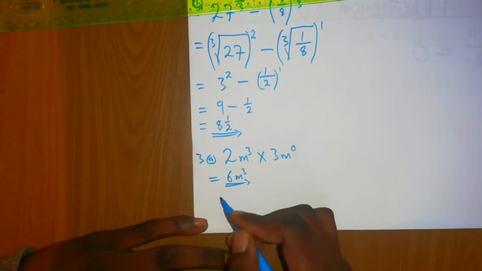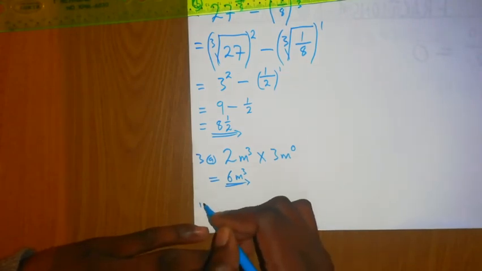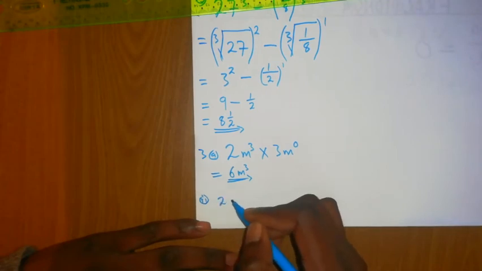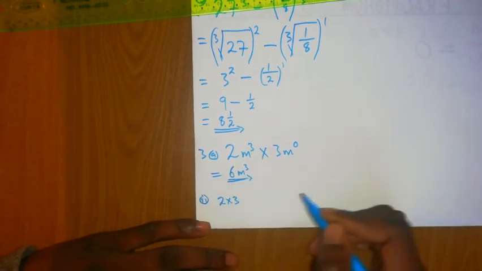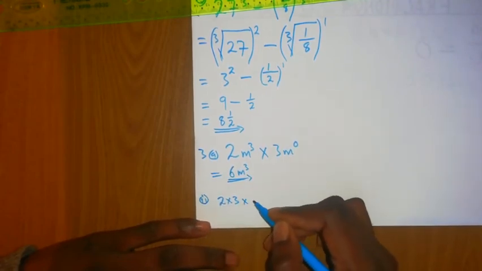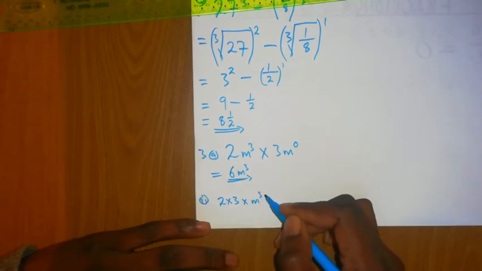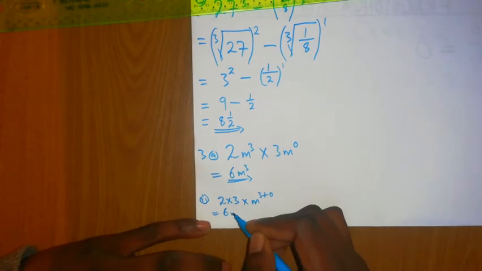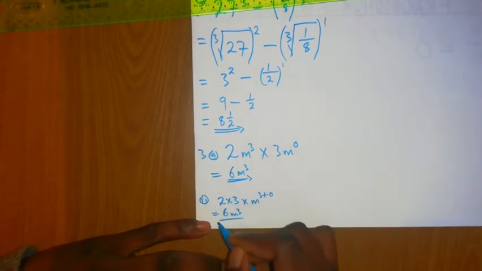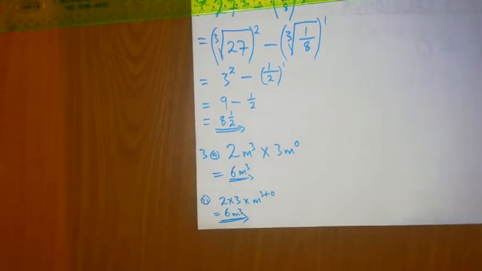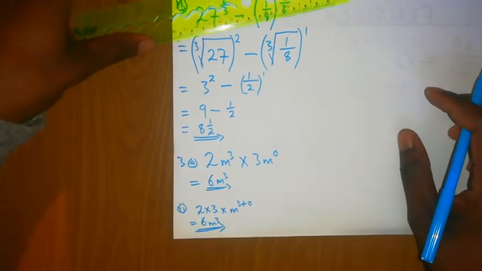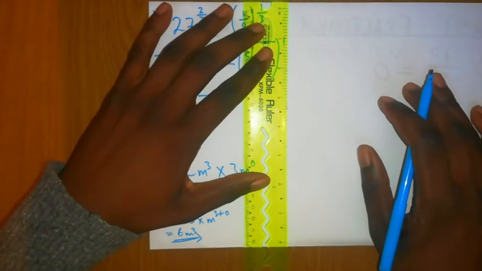Some might prefer to say, working number 2, 2 times 3 times m to the power 3 plus 0 is equal to 6m to the power of 3. It's one and the same thing. So these are basically the laws of indices that you are supposed to apply.